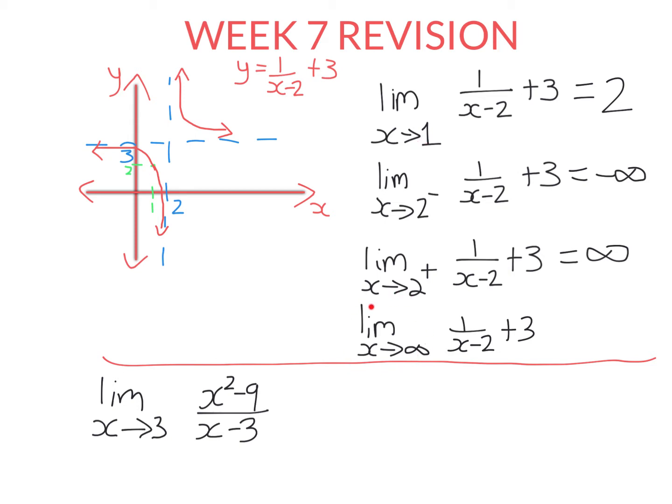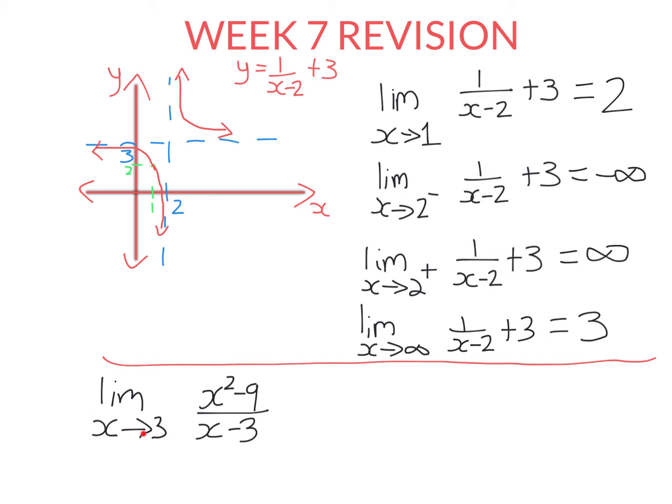Now, as x approaches infinity, another way to think of that is what happens as x gets larger and larger. x gets larger and larger as we go along to the right on the x-axis. What will happen is y will get closer and closer to, but never hit, this asymptote of 3. So we say that the limit is equal to 3. That means as x gets larger and larger, y gets closer and closer to 3.